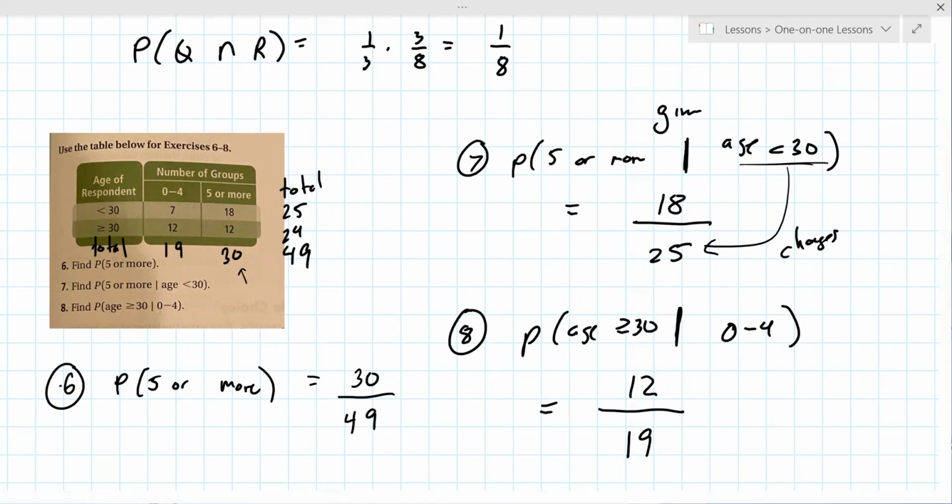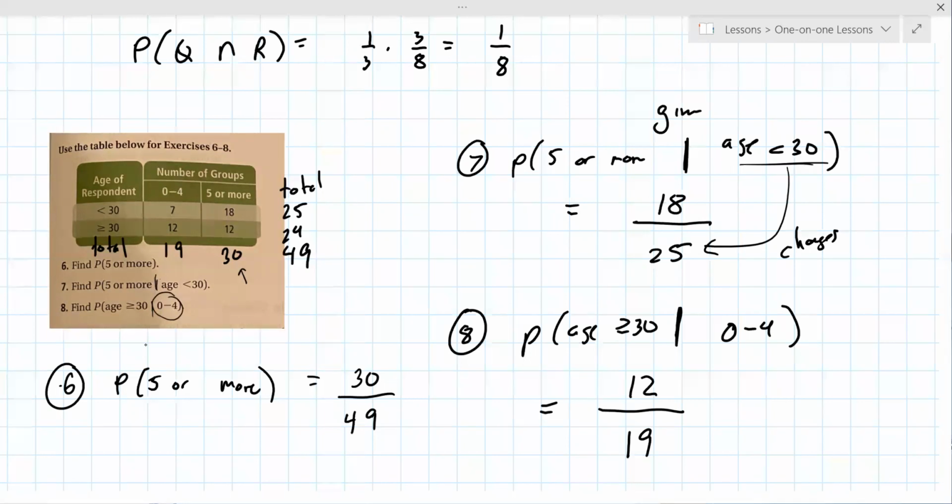So is that something you think you can do on your own? Okay, so for number 8, we did it out of the columns. Yes, but how many are 0 to 4? 0 to 4 is this column, 19. How many are age less than 30? That's this row, 25. So these givens reduce you down to a row or a column.